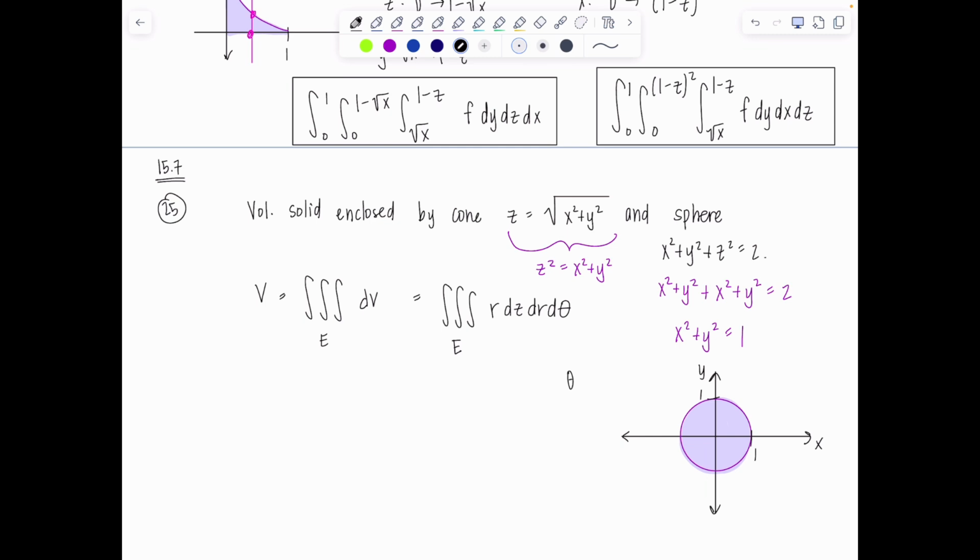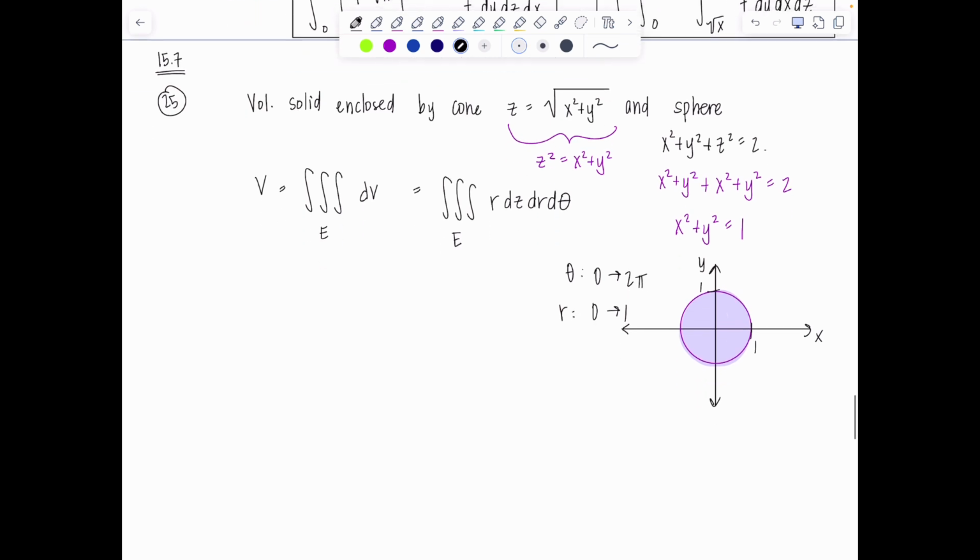So you should know theta and r's limits now, right? Theta's from 0 to 2 pi. Good. And r? 0 to 1. Why is it a constant this time for r? What's centered at the origin? Very good. So when the circle's centered at the origin, then the limits for r are constant. Okay, perfect. Now for the limits for z, we should draw the 3D graph.